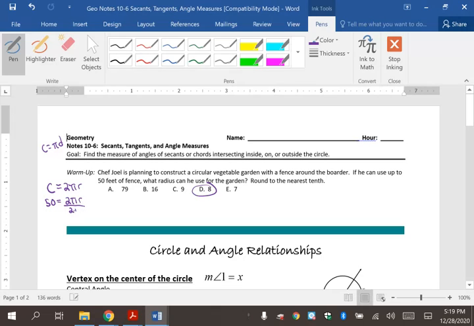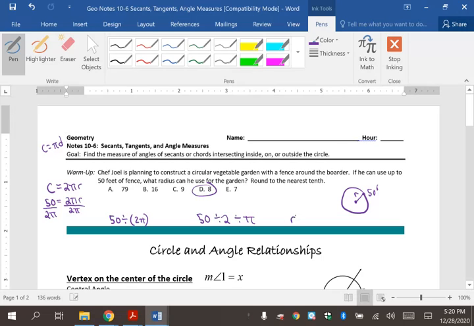Divide both sides by 2 pi, and the most common mistake that a student will make is putting this in their calculator wrong. You have to put in 50 divided by the quantity 2 pi, or you put in 50 divided by 2 divided by pi. You have to make sure that your answer for radius is smaller than the amount of fencing, meaning the circumference. It doesn't make sense to have 50 feet around and have a radius that is bigger than 50. So D is your correct answer.